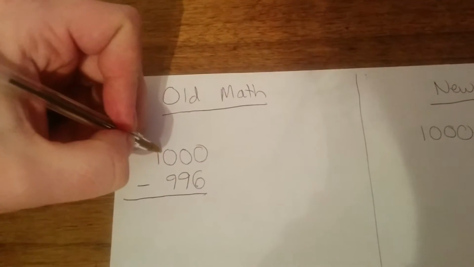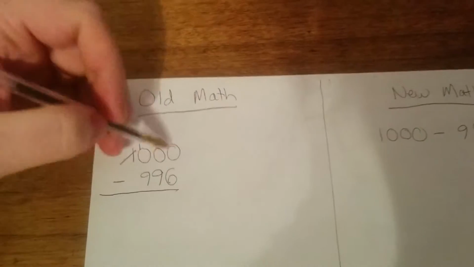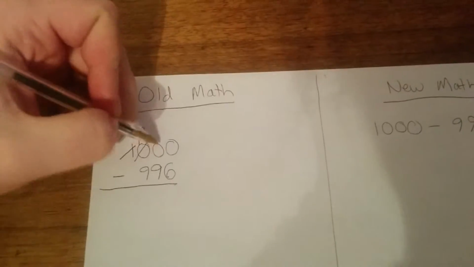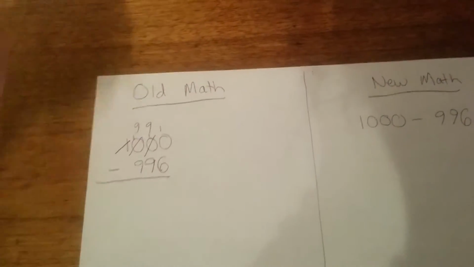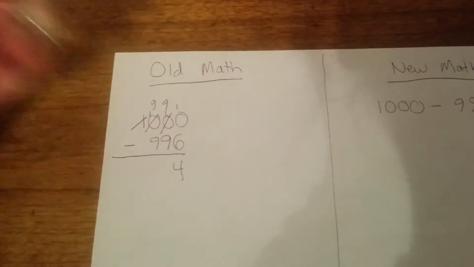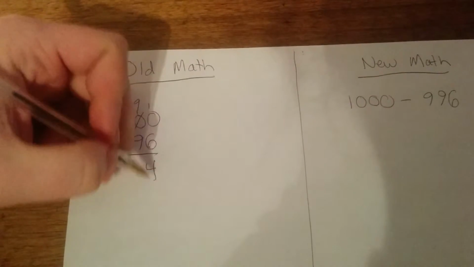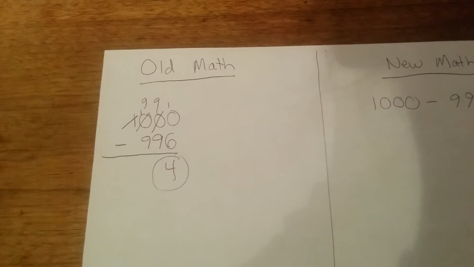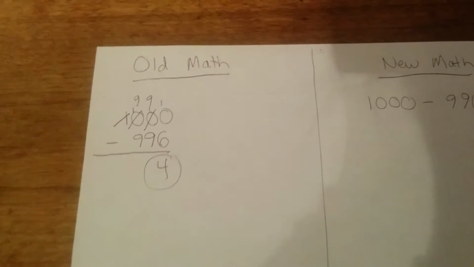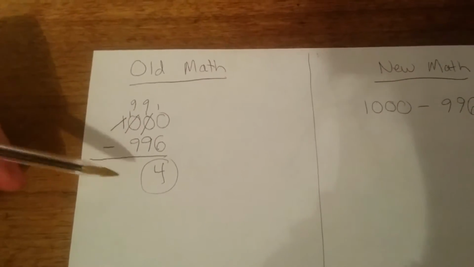So what we're going to do is we're going to cross this out, and we're going to make this a 10. And then we're going to cross out the 10, making it a 9, and we're going to make this a 10. And then we're going to cross out that 10, making it a 9, and we're going to make this a 10. And now that we've got 10 here, we can do 10 minus 6 is 4. 9 minus 9 is 0. 9 minus 9 is 0. So we end up with 4 as the answer to our math problem. Now that took a lot of time using the old way of doing math. And what's even worse is we didn't learn anything about how we got there.